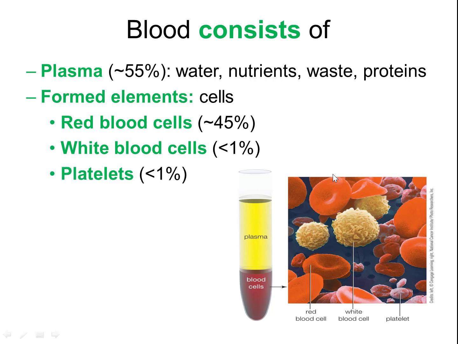So the red blood cells are right here, and that's actually about 45% of your overall blood. So most of the formed elements are red blood cells. If you look at your blood under the microscope and see what they call a blood smear, you'll notice that most of the cells you see are red blood cells. Very rarely do you see the white blood cells. In fact, white blood cells are less than 1% of your overall blood. And then platelets are not as common either, only about 1%. Sorry, less than 1%.